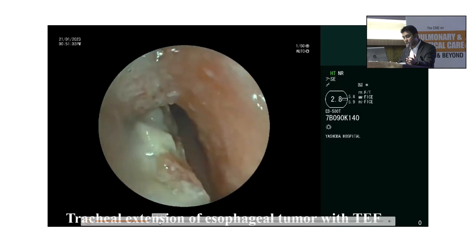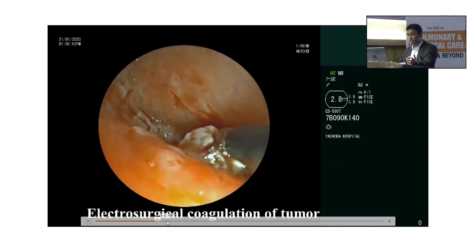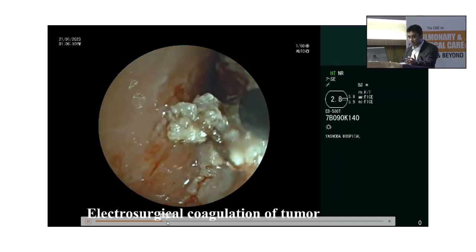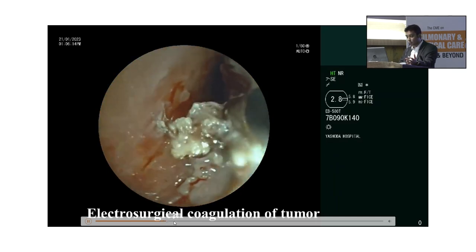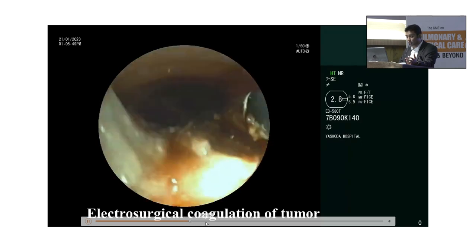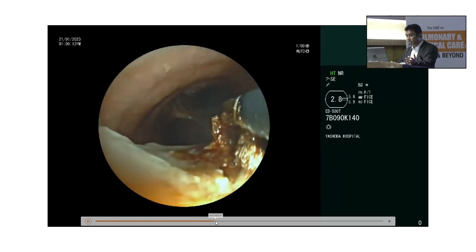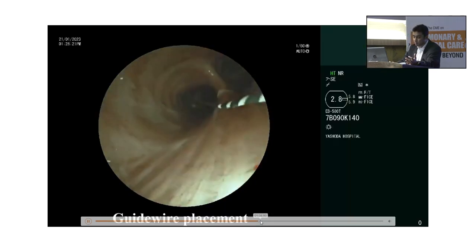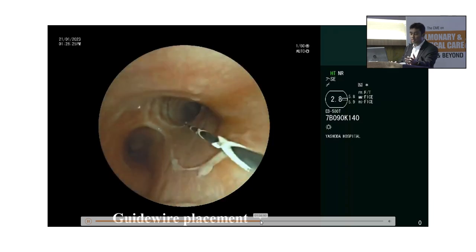This has to be addressed immediately, because if you don't close the fistula, this patient can have recurrent soiling of the lung and may die of pneumonia. So what we are doing is using electrosurgical instruments to burn the tissues which have eroded into the airway lumen. And once that is done, we do what is called metallic airway stenting. Just like our cardiology colleagues have stenting, we do have stents for the airways.